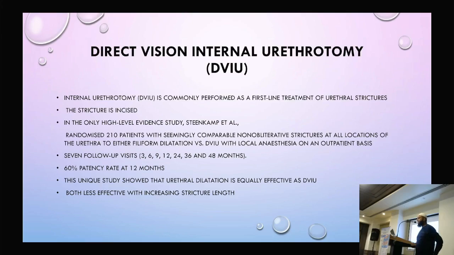There is only one high-level evidence study to support this, where they randomized 10 patients with non-obliterative bulbar strictures at all locations, and compared dilatation with DVIU. They followed up with retrograde urethrograms at 3, 6, 9, 12 months, up to 4 years, and found a 60% patency rate at the end of 1 year. It is the only randomized study, and it shows that dilatation is equally effective as DVIU. Both are less effective if the stricture length is increased and if it is performed frequently.